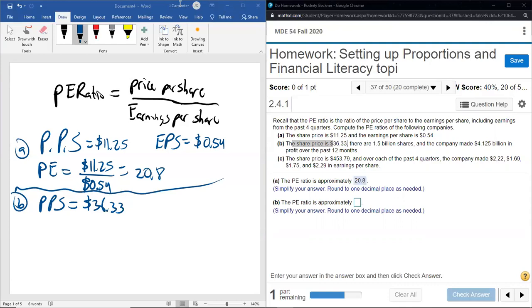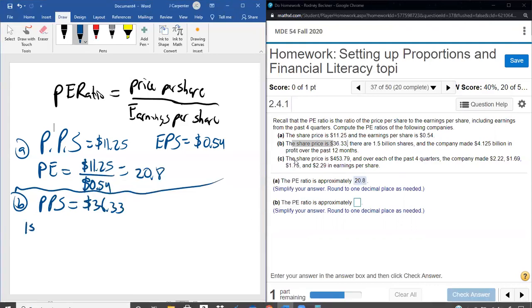The fact that these numbers are in billions is generally a clue to say, well, I'm not just going to be dividing these two things. The two things we're dividing are prices. Dollar amount, dollar amount. 1.5 billion shares is not a dollar amount. This is a dollar amount, but it's a ridiculously large dollar amount because it's all of the earnings, it's all of the profit, not a profit per share. I cannot stand when that happens.